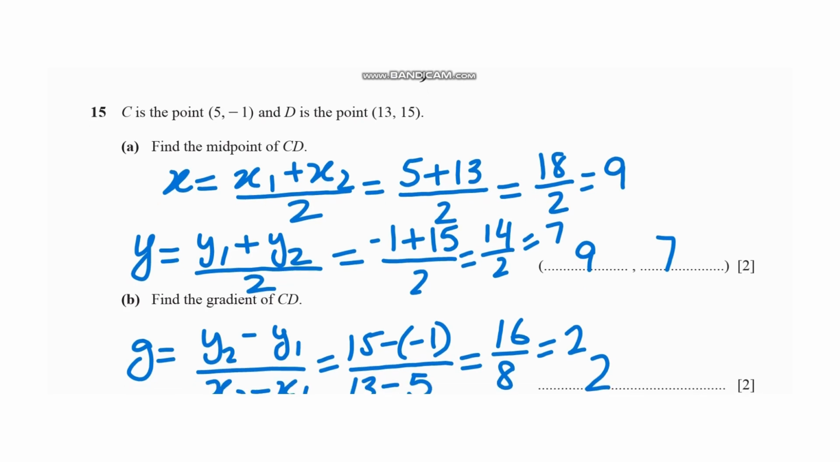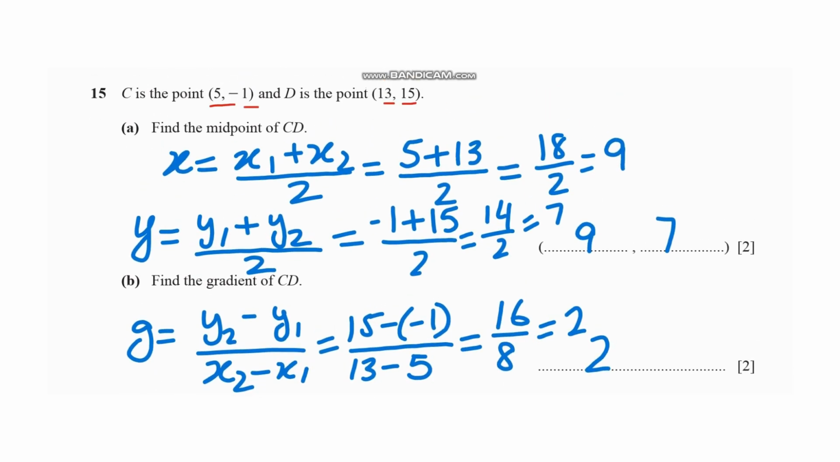Question 15 states C is the point (5, -1), and D is the point (13, 15). Calculate the midpoint. So the midpoint of CD is calculated, which is half of the x values. So x is equal to (x1 plus x2) divided by 2, and that is 9. Whereas for the y-axis, it is (-1 plus 15) divided by 2, that is 7. So the midpoint of CD is (9, 7).